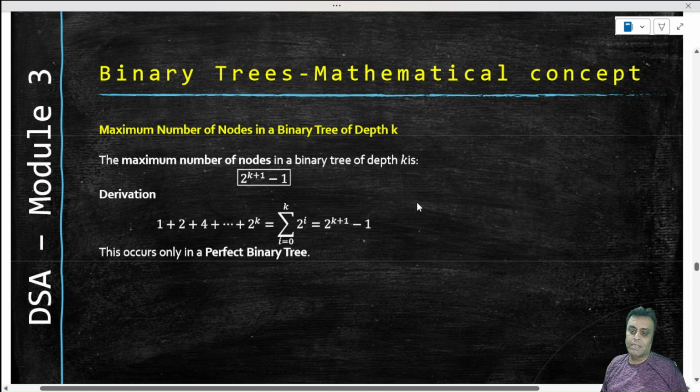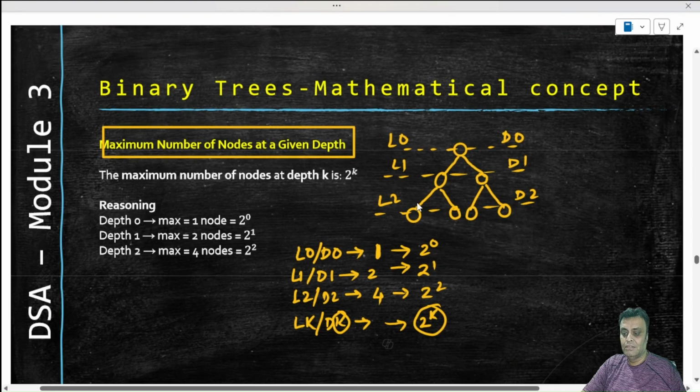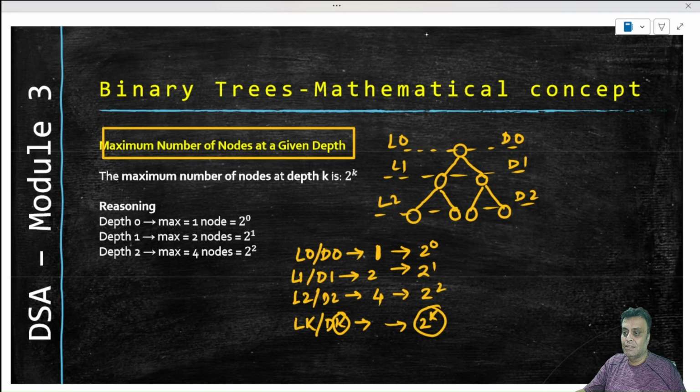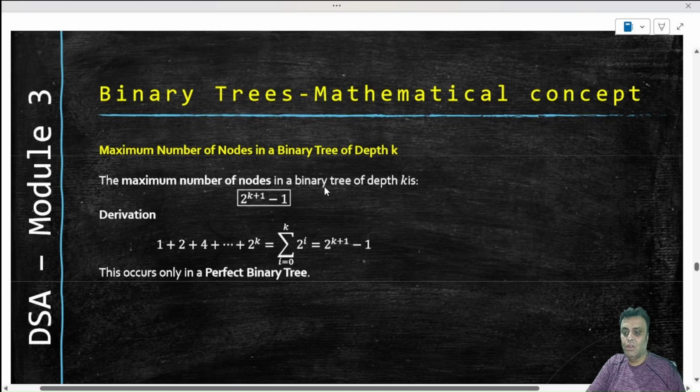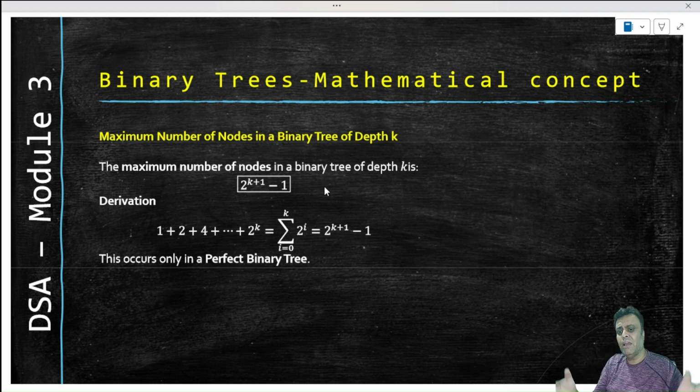Now next is your maximum number of nodes in a binary tree of depth K. Whatever you discovered in the earlier instance was for that particular level, right? So here we are asking what is my total number of nodes, or maximum number of nodes. The next math that we are trying to solve is: given a depth, because we are at that depth, the entire binary tree will contain how many nodes, right?